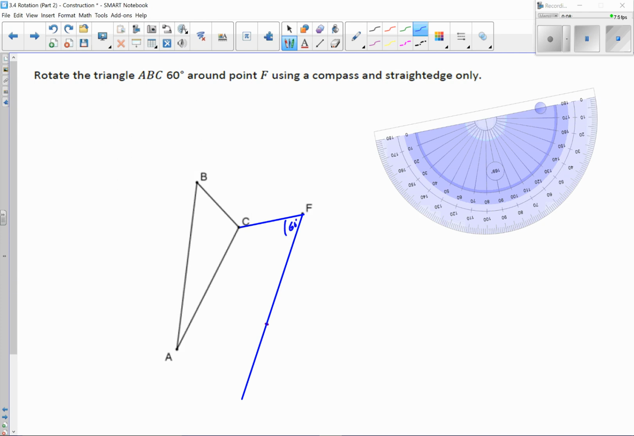All right, so now I can actually do the compass work. I can take my compass, and I can put my pointer on F, because that's what we're rotating around.